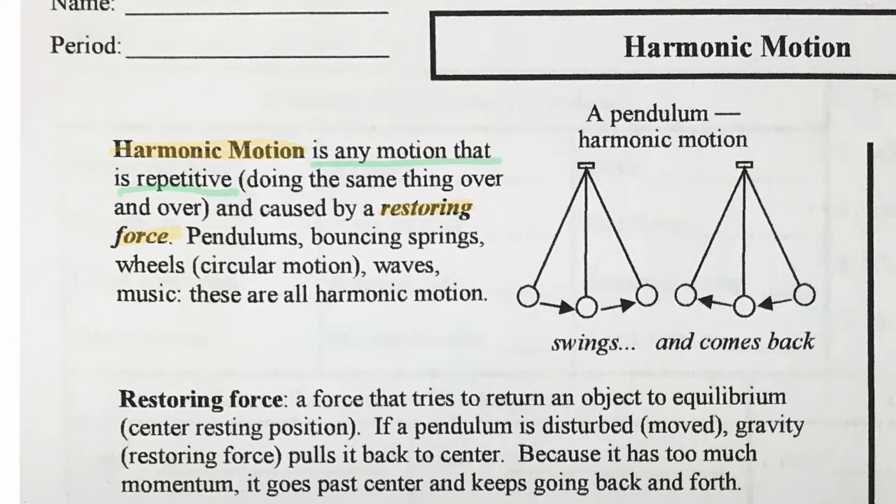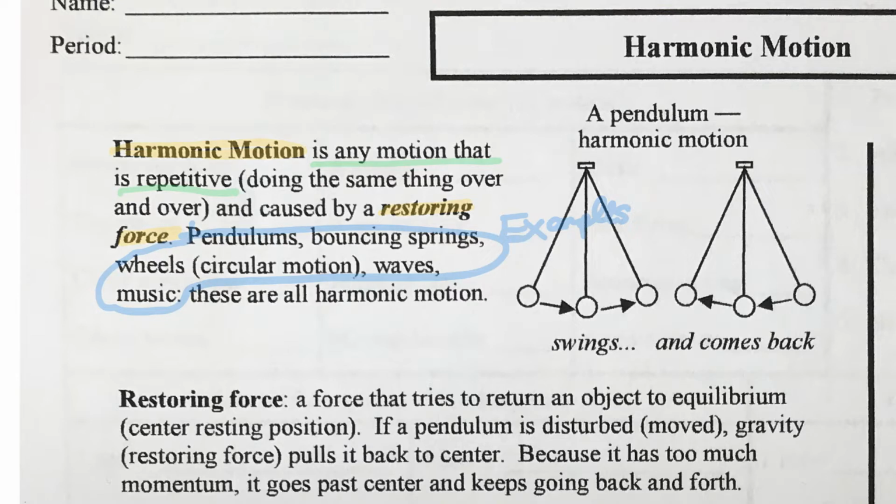Pendulums, bouncing springs, wheels, which are circular motion, waves and music, these are all harmonic motion. So I'm going to kind of circle all of this stuff, and then I'm going to write over here that these are examples of harmonic motion. Okay, examples. Again, you can use a highlighter, any way you like to do this, but color coding it and actually using some way to write on it while you're reading it is going to help you remember it.